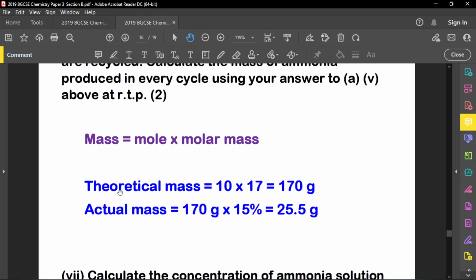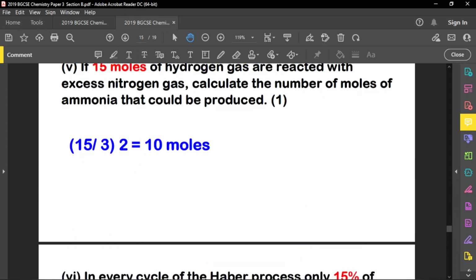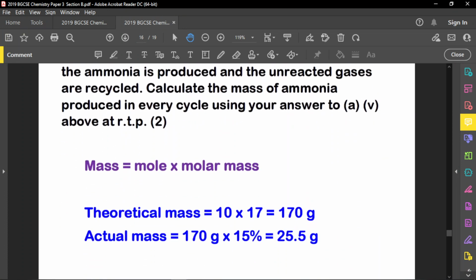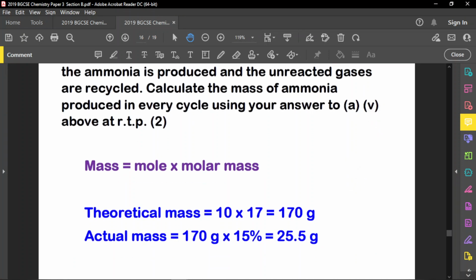So the theoretical mass that is produced here is 10 times 17. And why 10? Because we must go back to it, because we get 10 here. 10 moles were produced. All right. And then the molar mass is 17. So the molar mass of ammonia, and ammonia is NH3, is 17. Now the actual mass here is actually 170 grams, which is the 170 that is actually produced theoretically.